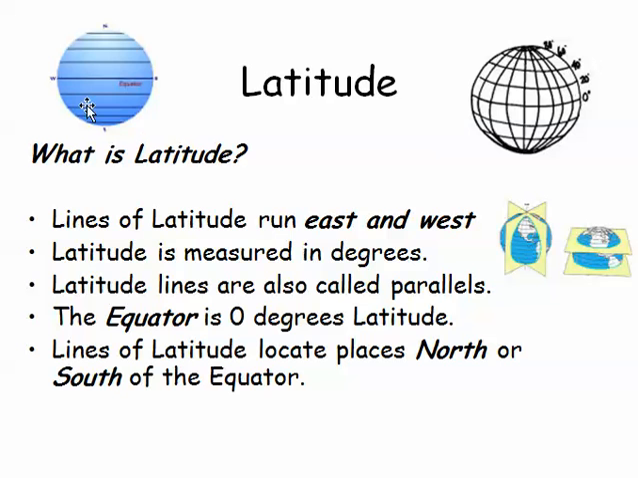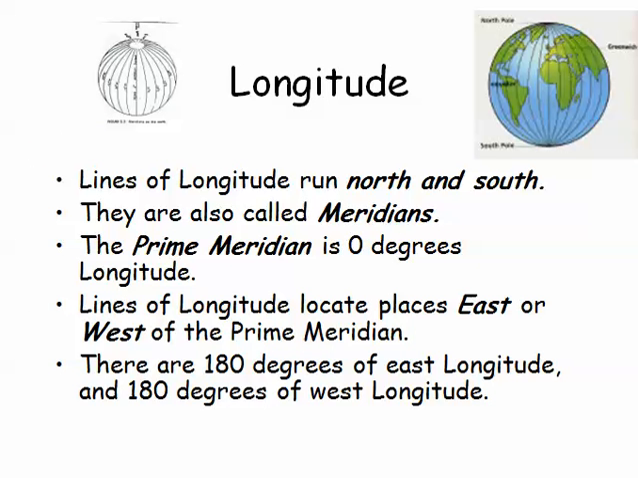Lines of latitude run east and west across our Earth, and they measure how far you are north or south of the equator. And again, the equator is just the term for the imaginary line at 0 degrees latitude. On the other hand, longitude run north and south, but they measure how far you are east or west of the prime meridian. And again, the prime meridian, that's the term for 0 degrees longitude. There are 180 degrees of east longitude and 180 degrees of west longitude, making 360 degrees total.